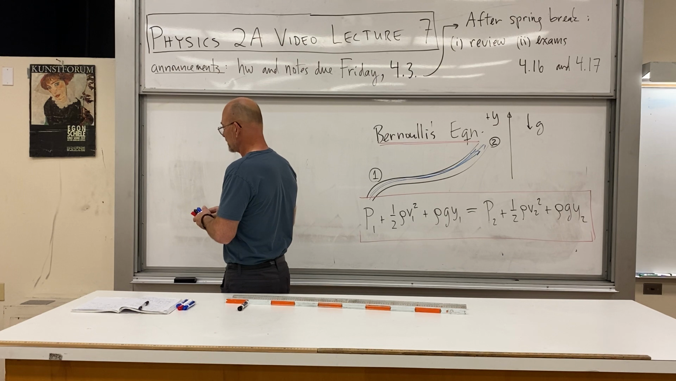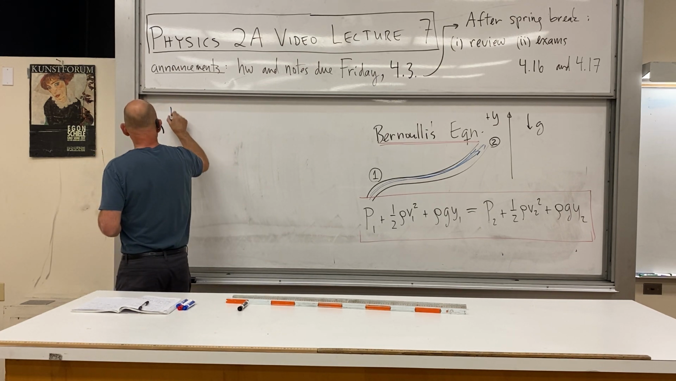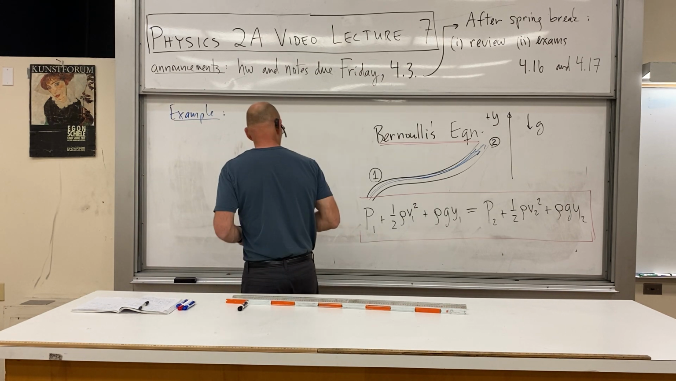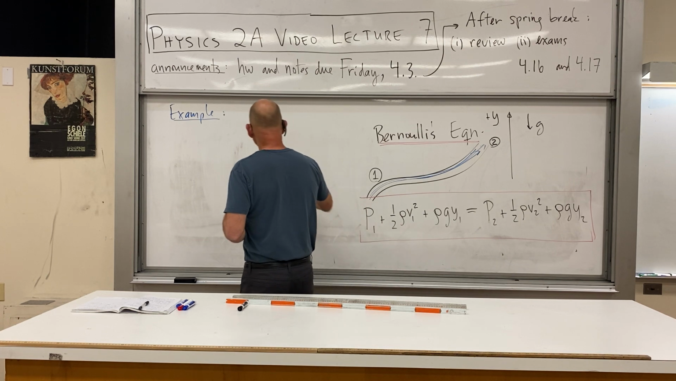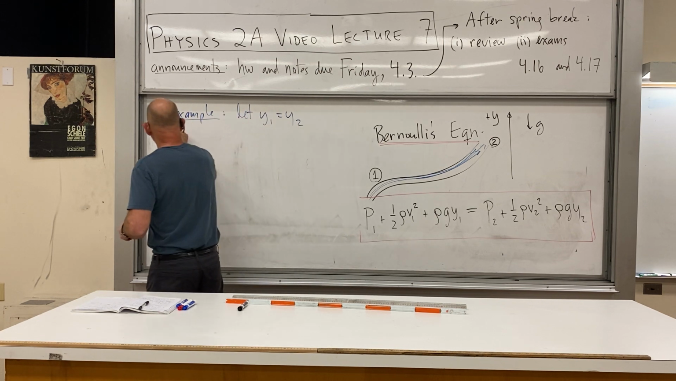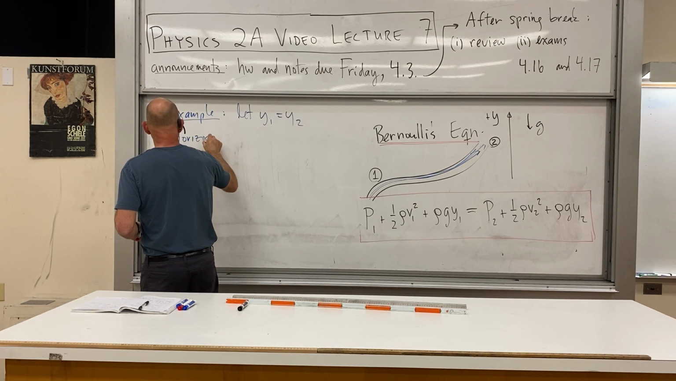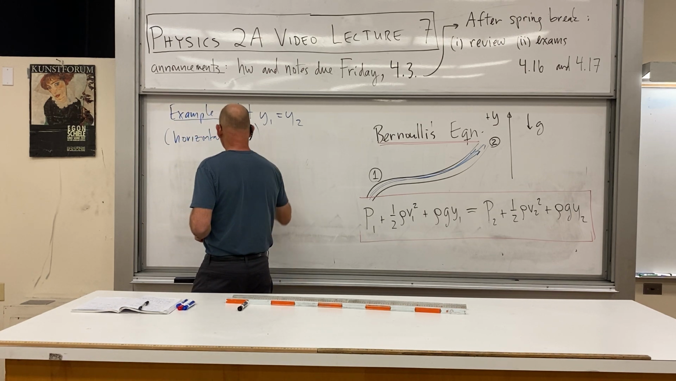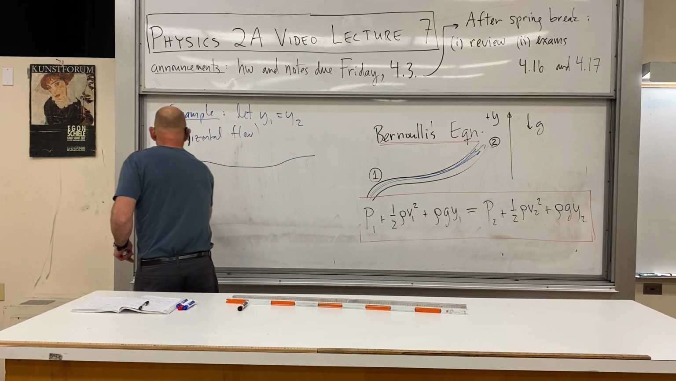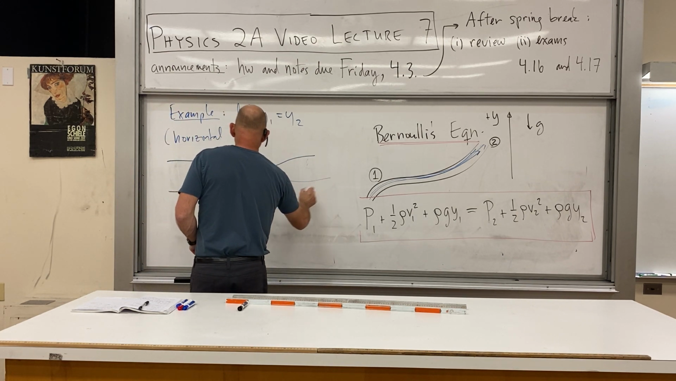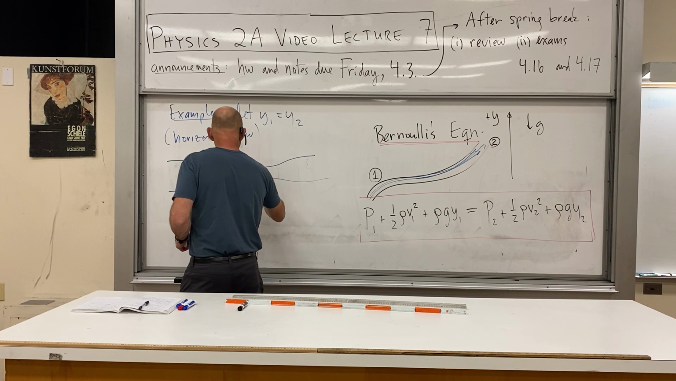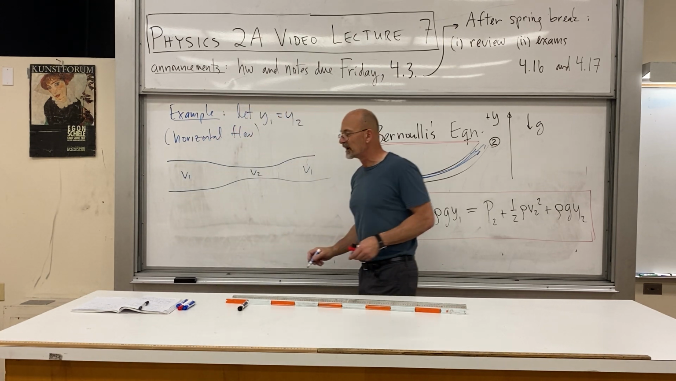And the application that I'm going to do, for example, first of all, we're just going to let y sub 1 equal y sub 2. So that's a horizontal flow. And in fact, what we're going to do is look at our constriction. We'll take a constriction. Okay, we know from the continuity equation, we've got V1, V2, and over here it's V1 again because it opened up.